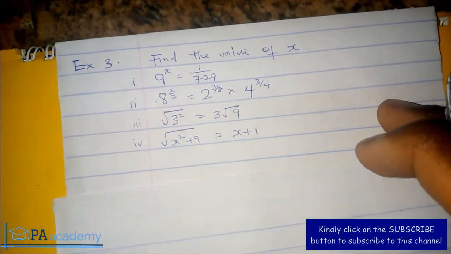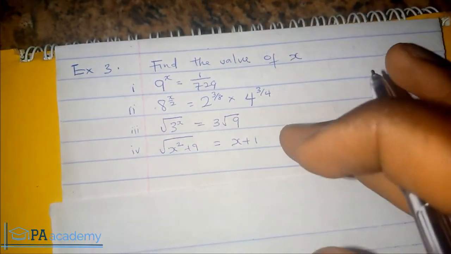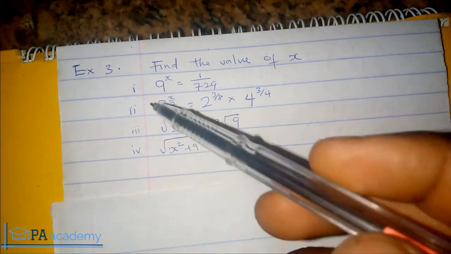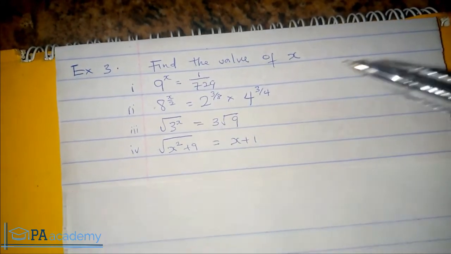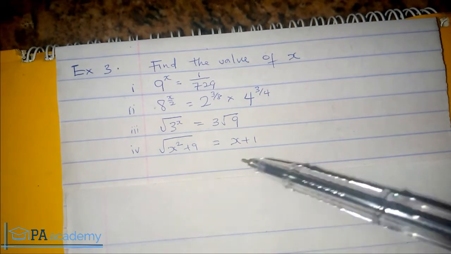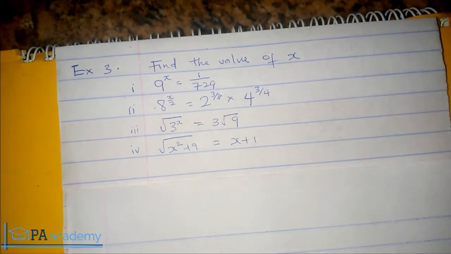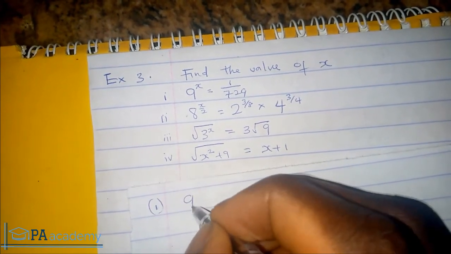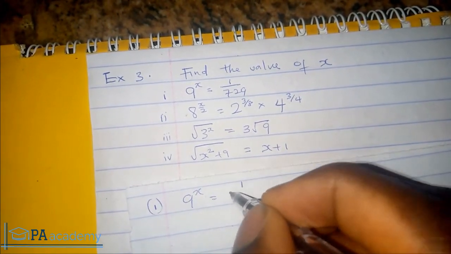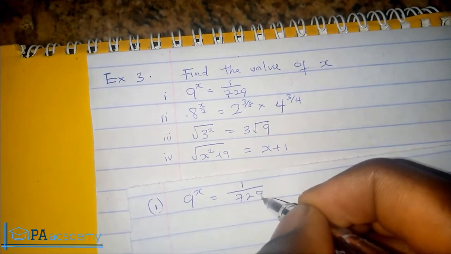So in part 3 of this video, we are going to be solving these 4 examples. It says find the value of x. So we are going to be looking for the value of x in each of these examples. These are questions that are also under indices. For the first one we have 9 raised to power x is equal to 1 over 729.